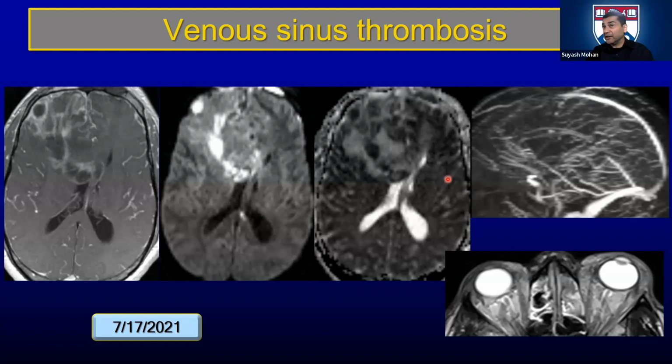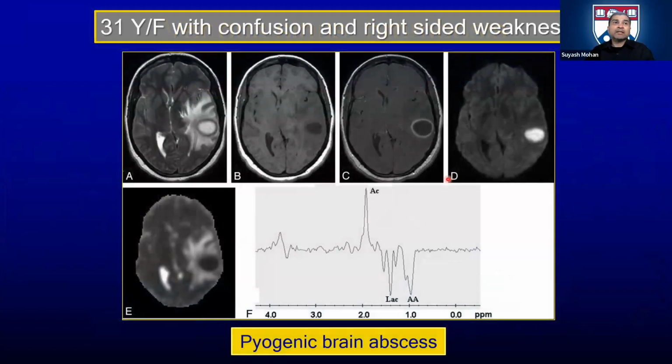And she's alive, but with several deficits, right? So, just a complication of sinusitis extending into the orbit and extending into the brain, right? Now, the other complication of meningitis, or any kind of brain infection, can be a brain abscess, right?